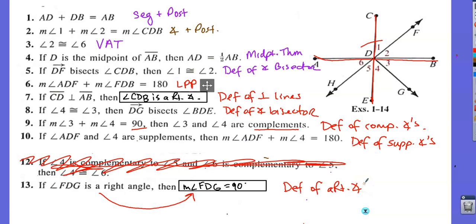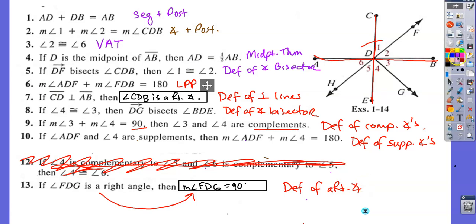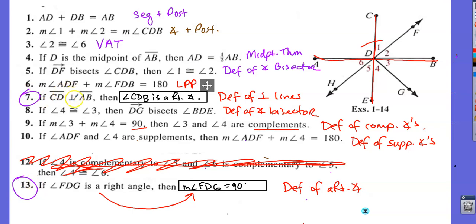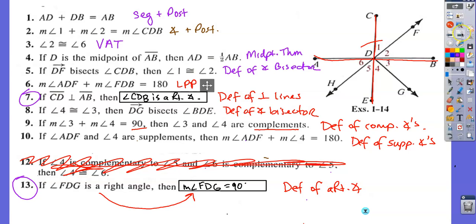So look at the difference. Here's the difference between the two I just talked about. 7 and 13. 7 told me that it was perpendicular, so they made right angles. So we're dealing with perpendicularity giving me right angles. That's definition of perpendicular lines. If I'm talking about right angles and being 90, that's definition of a right angle. And you're going to have to know the difference between them tomorrow, so you're going to want to make sure that you do.